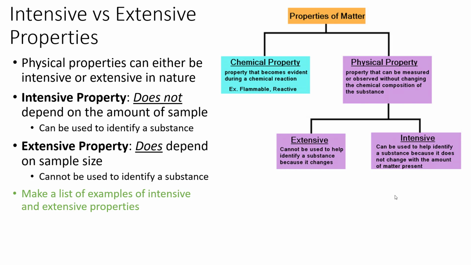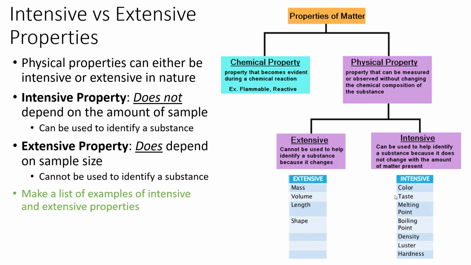Whereas an extensive property does depend on the sample size, so the amount of a substance. For example, the mass. The mass of something depends on how much of the sample that you have. Therefore, an extensive property cannot be used to identify a substance. So I ask you again to pause your video and make a list of examples of intensive versus extensive physical properties.